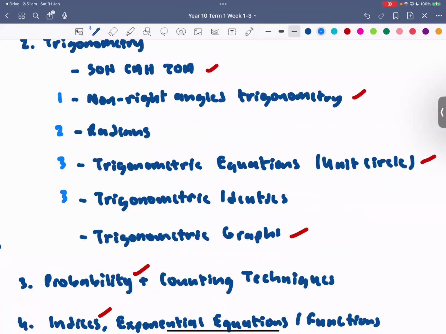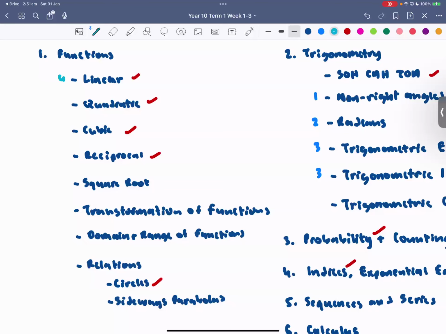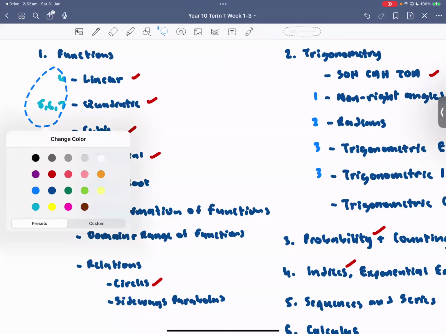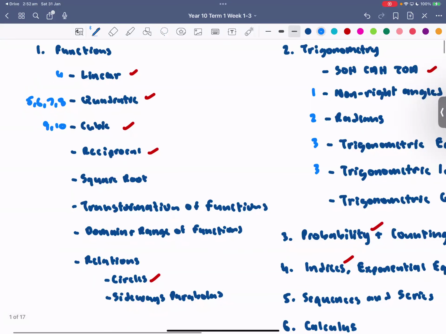That's why this booklet lasts us for 3 weeks. That is what we're doing for the next 3 weeks of class. Then, week 4, we're doing linear. Weeks 5, 6, 7, and 8, actually, we're doing quadratic. Week 9 and week 10, we do cubic. That is what we do in my class this term.